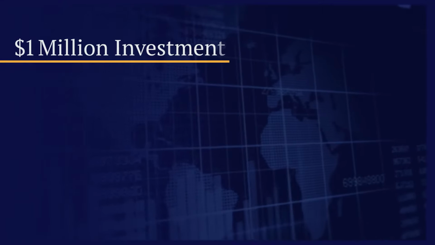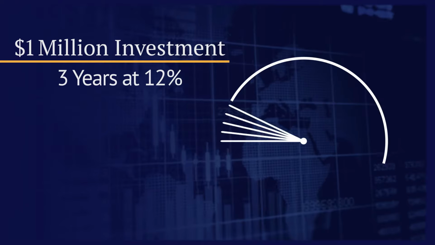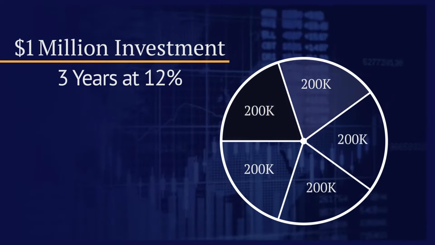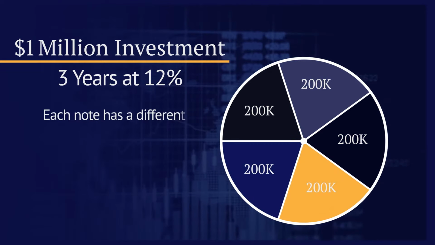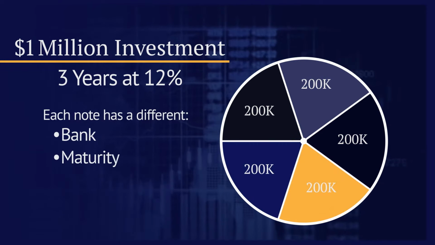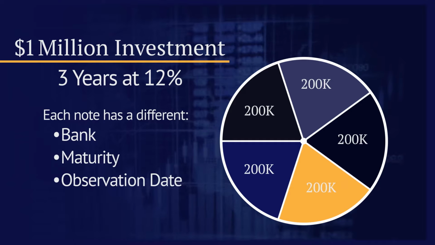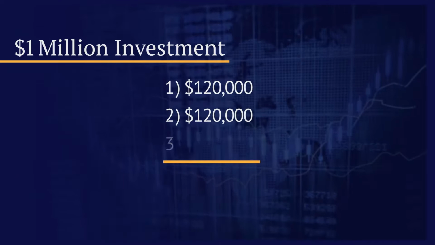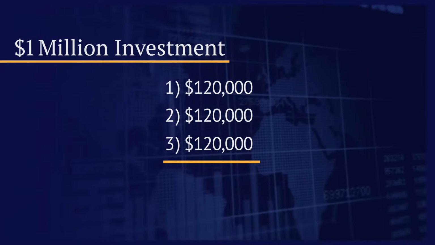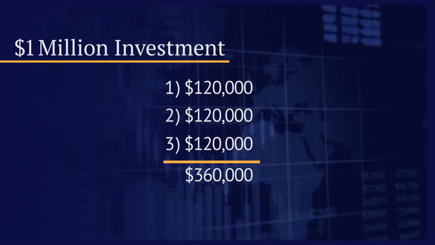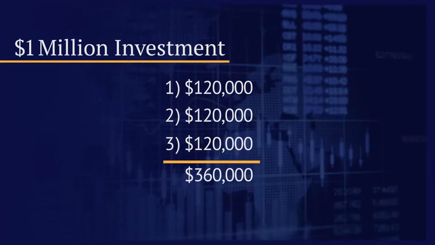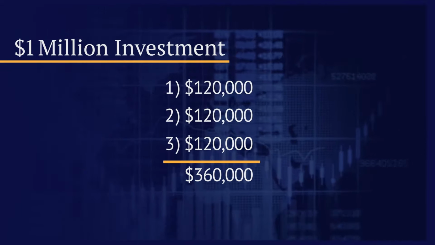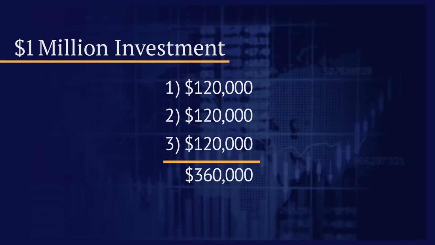If we did a $1 million investment for 3 years at 12%, and we diversified that into 5 notes at $200,000 each, with each of those notes having a different bank, having a different maturity, having different observation dates, trying to reduce the risk as much as possible, those notes would pay approximately $120,000 per year of income if they made all their income payments. So over a 3-year period of time, you could potentially receive as much as $360,000 of income.